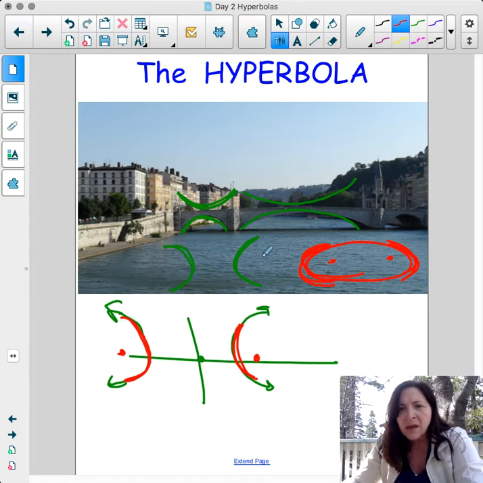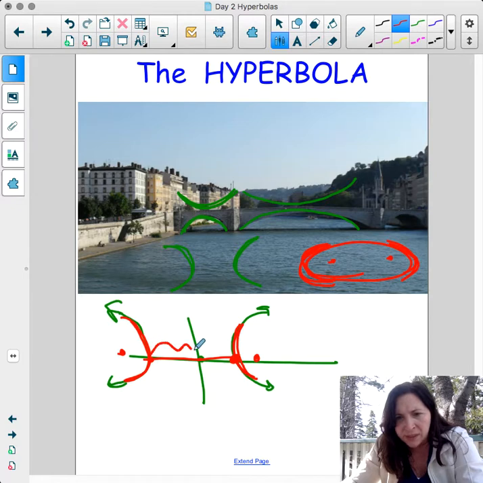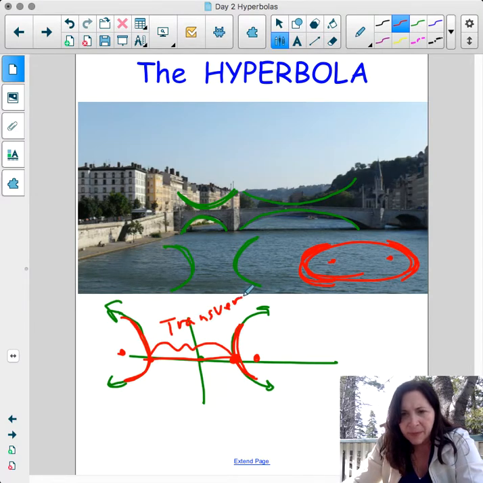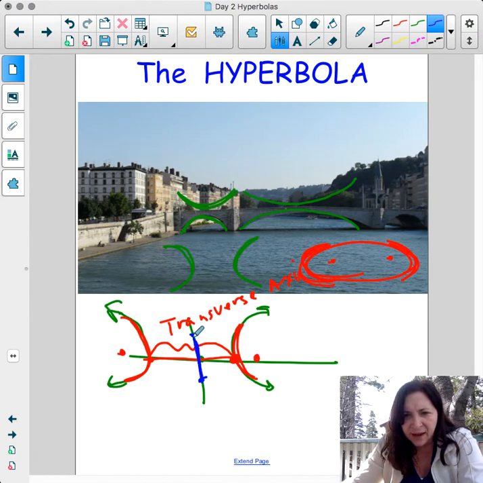See that? You also have this distance from here to this vertex right here. The center to my vertex. From my center to this vertex, this whole distance here, we call that the transverse axis. In addition to that, we have another axis, which doesn't connect anything, and that's called the conjugate axis.